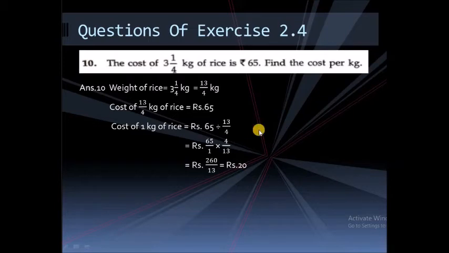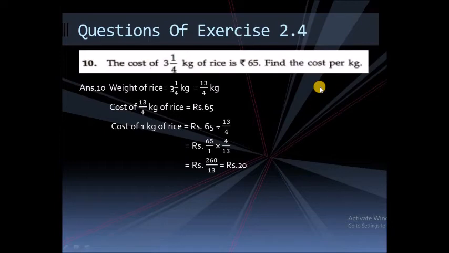Okay. This is the question of the unitary method in which the cost of many items is given to you. You have to find the cost of one item, so you have to divide. If the cost of one item is given to you in any question and you have to find the cost of many items, you have to multiply in that case.